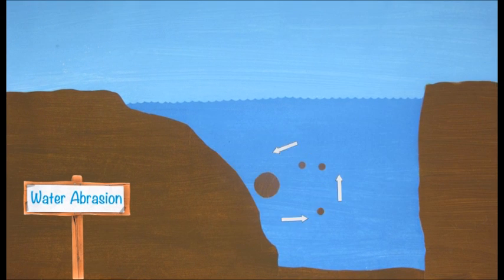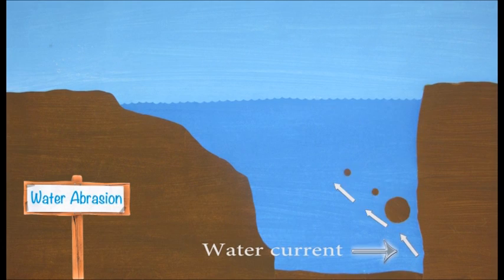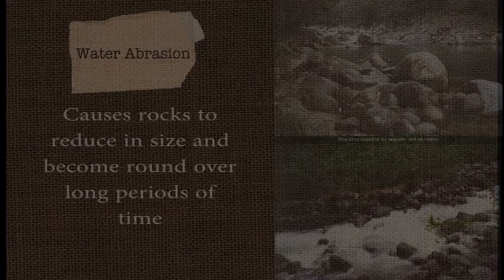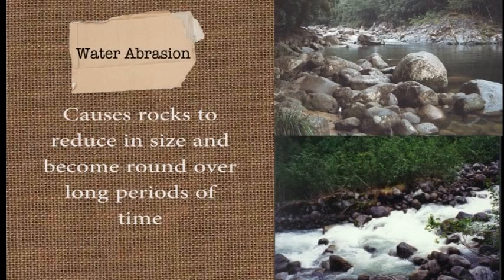When sediment is repeatedly forced against rock by water, it slowly grinds away and cuts the rock's surface. This causes the rocks to reduce in size and become round over long periods of time.